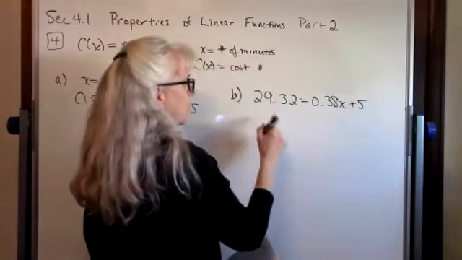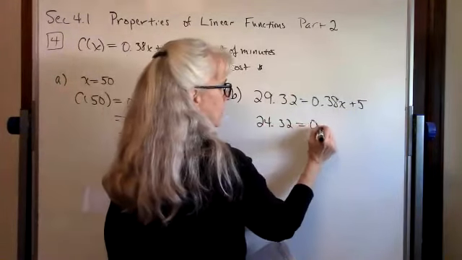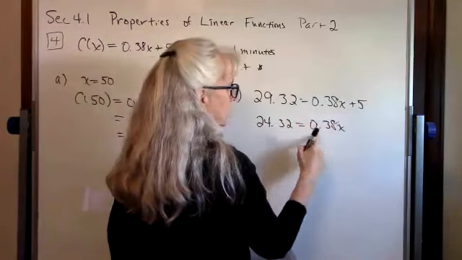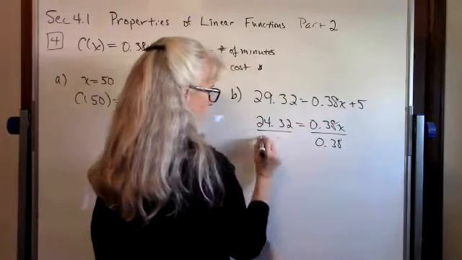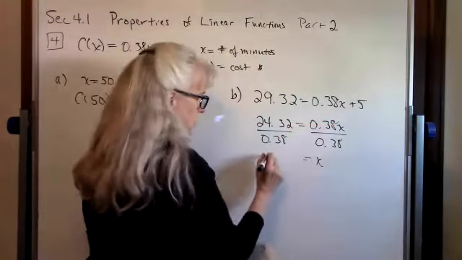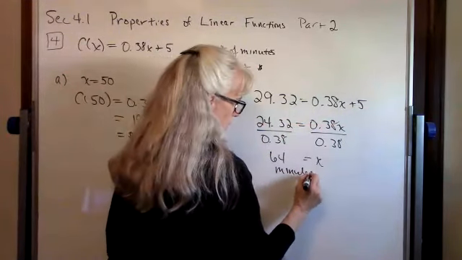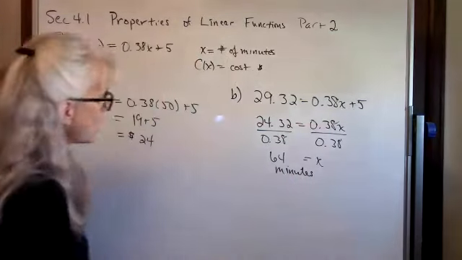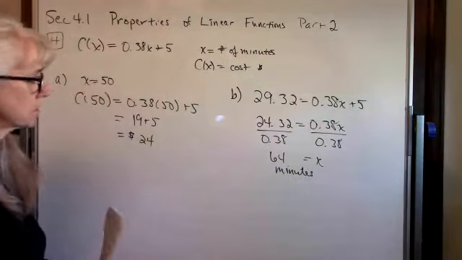So we're going to move the 5 over. That'll give me 24.32 when I subtract it, equals 0.38x. Then we'll divide out the 0.38. So x comes out to be equal to 64 minutes. So if you talk on the phone for 64 minutes, this certain plan will cost you $29.32 a month.